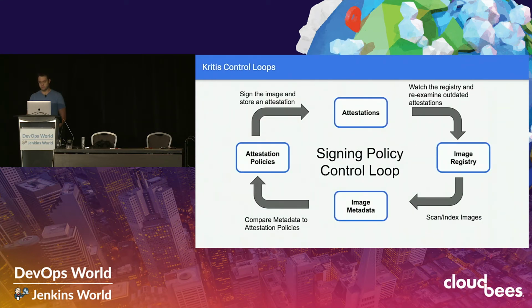Kritis works with two basic control loops. Like I said before, everything in Kubernetes is a control loop. One of these is about applying these signatures. So the first one is the signing policy control loop. Kritis is constantly looking at images inside of the registry, making sure that the metadata for those is scanned and inside of the Grafeas API, and then comparing that to the policies around what images it should sign. And those are called attestations again. So if it finds a new image in the registry that meets the policy for something that should be signed, it'll create that signature and store that back in the other store.